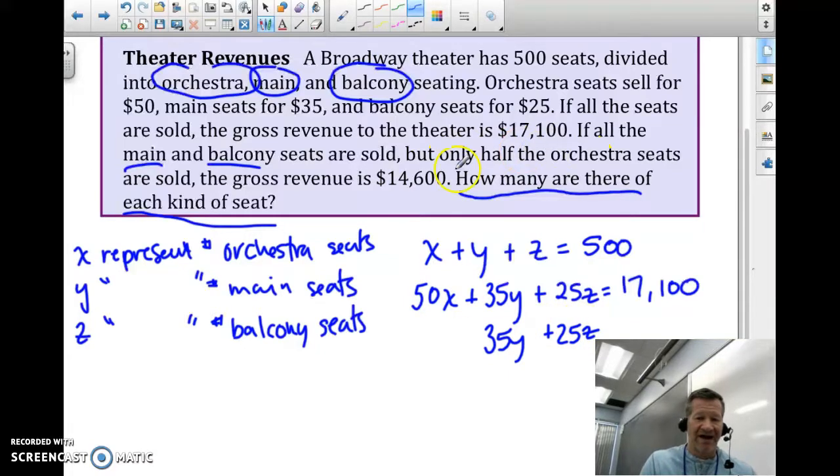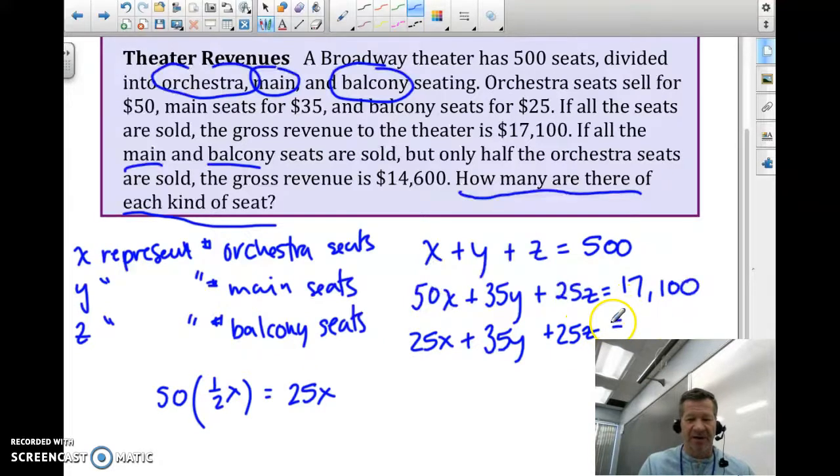But I'm only selling half the orchestra seats. So the orchestra seats are still worth $50, but I'm only selling half of them. So 50 times a half, that would be 25X. So that would say 25 times the number of orchestra seats. So it's just like you either cut the number of seats sold in half or you cut the price in half, would be the same result. And that should give us 14,600. And there is our system of equations that we're looking for.